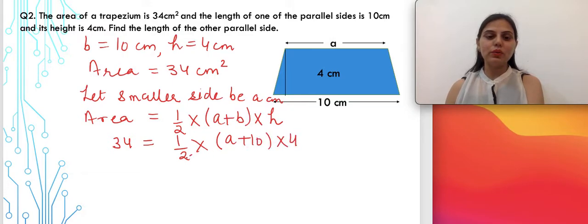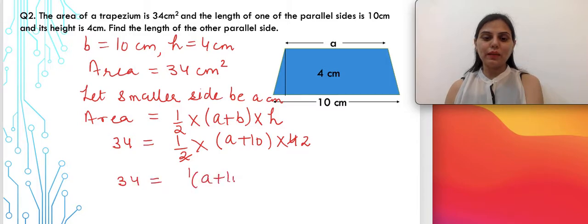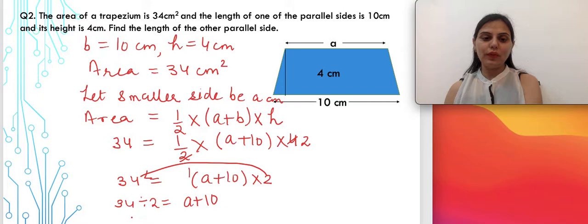Here we can cancel 2 and 4: 2 ones are 2 and 2 twos are 4. So in the next step it can be written as 34 is equal to A plus 10 multiplied by 2. Now when we take this 2 to the other side from multiplication, the sign will change to division. So we can write 34 divided by 2 is equal to A plus 10, or we can also write A plus 10 is equal to 17.